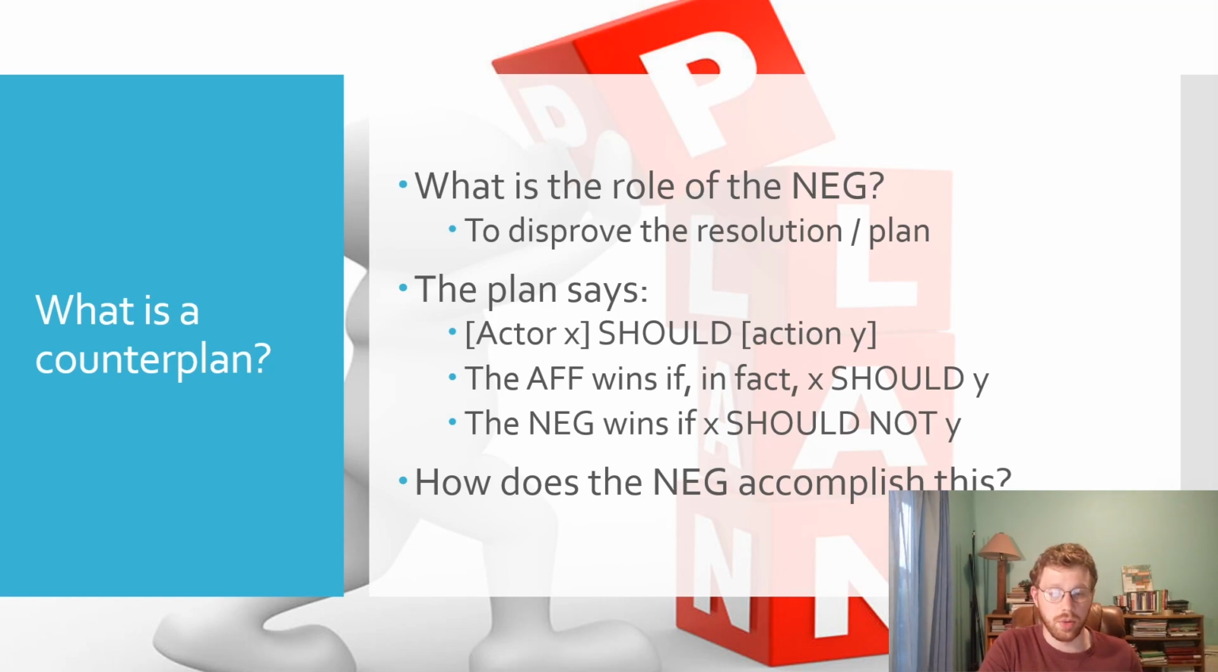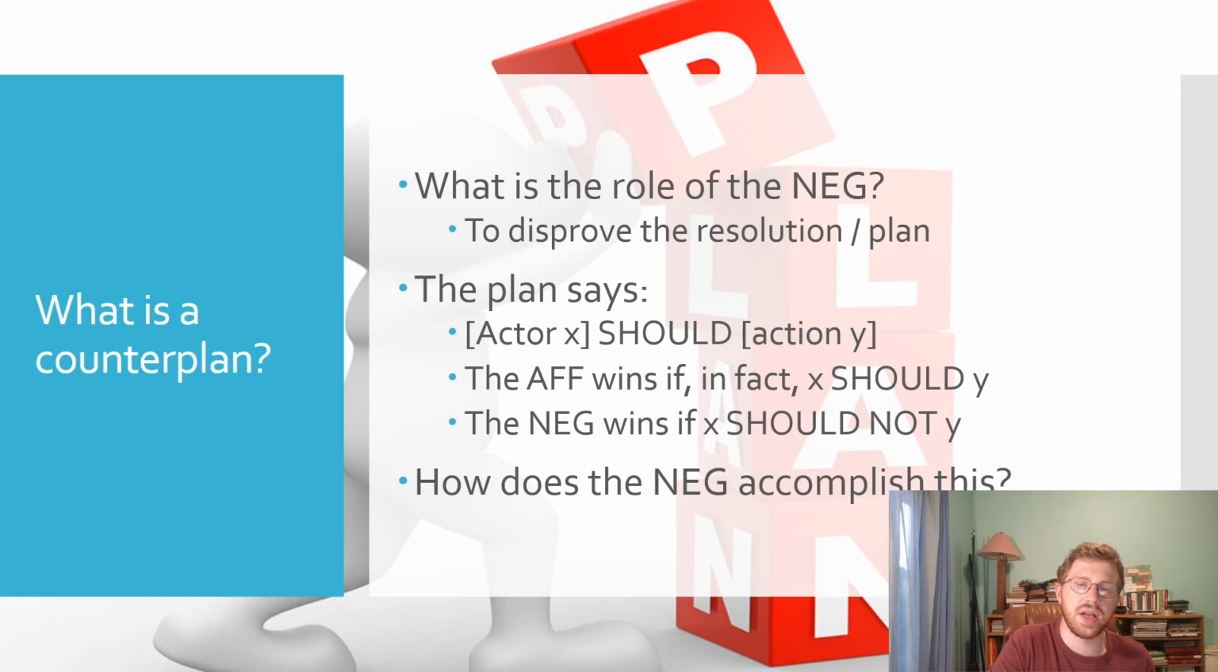The plan is a normative statement. It says that an actor should do an action. The win condition of the affirmative team, which is to say the situation in which the affirmative wins, is the situation in which the statement that actor should do action is true. The implication of that is that the win condition of the negative team is that that statement is false, which means that actor should not do action.